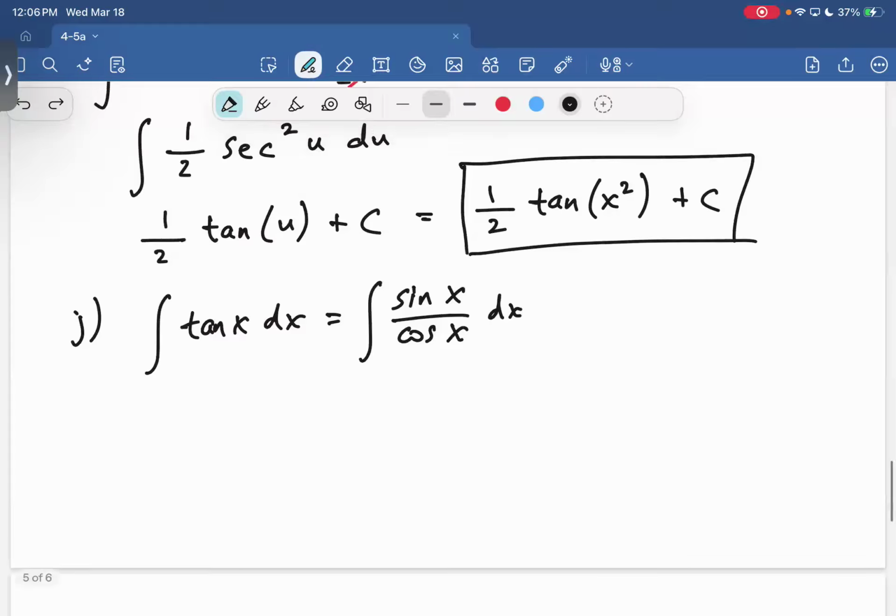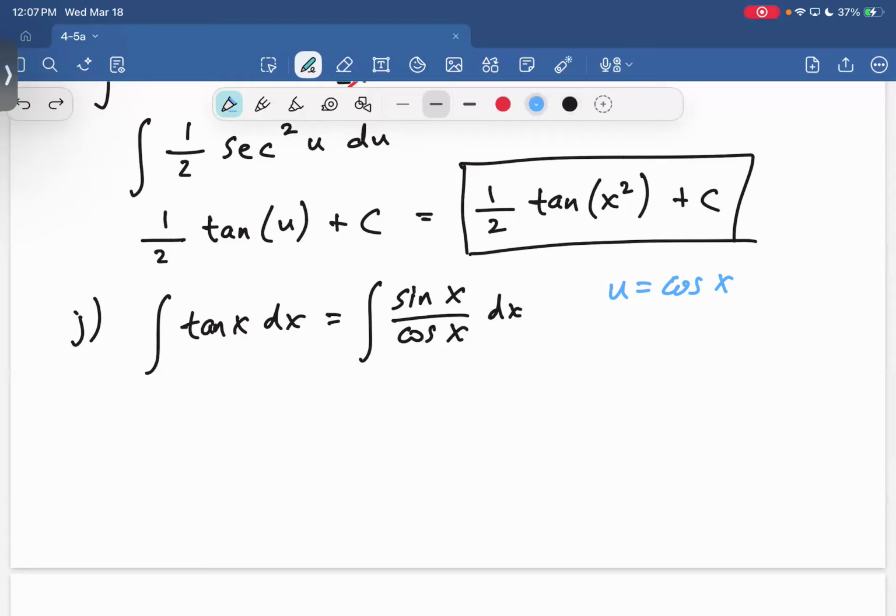Okay, what should I choose for u? Sine x over cosine. You choose u equals cosine x. Why do we choose u equals cosine x? It will cancel out the sine x. If you chose u equals sine x, nothing would cancel. Actually, it would end up working, but it's not as obvious.